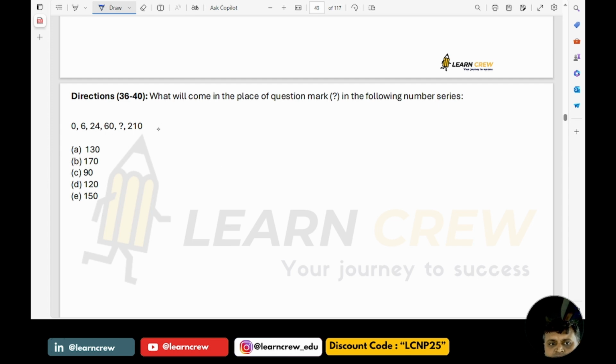If you observe here, it is nothing but 1 cube minus 1, 2 cube minus 2, 3 cube minus 3, 4 cube minus 4. So the answer has to be 5 cube minus 5. 125 minus 5, 120 is the answer.